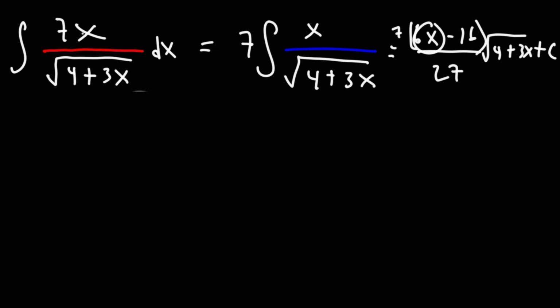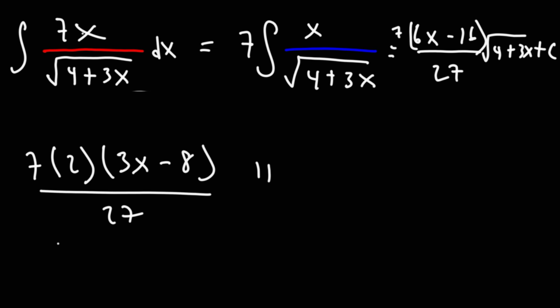And I'm going to take out a 2 from 6x and 16x. So we confirm we have the right answer. We just need to multiply our final answer by 7. So I'm going to have a 7. I'm going to take out a 2. 6x divided by 2 is 3x. 16 divided by 2 is 8.